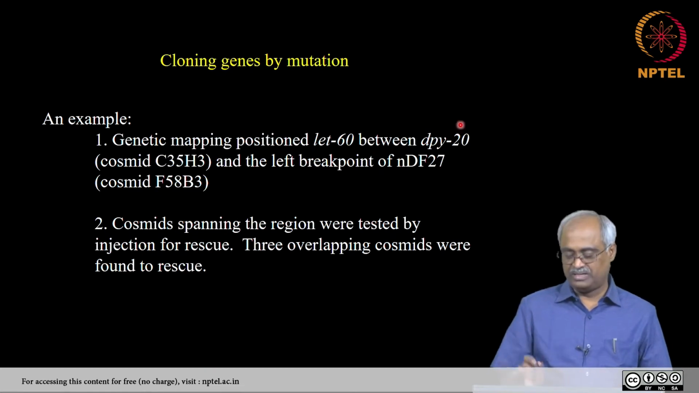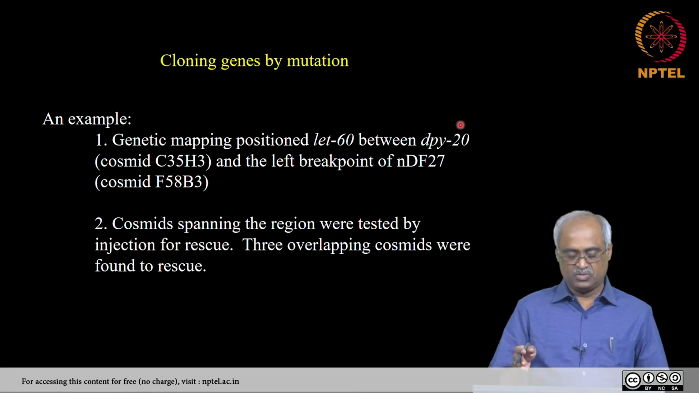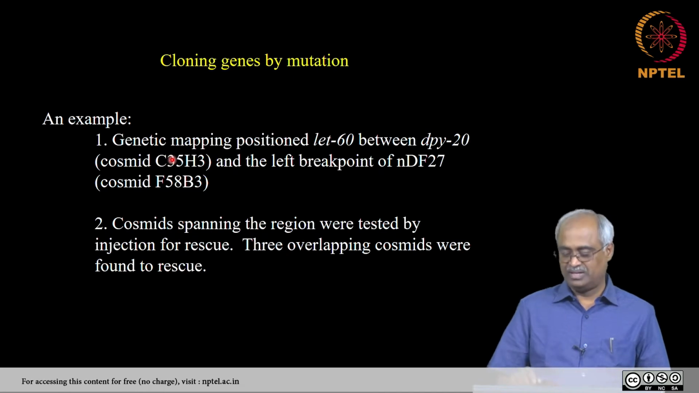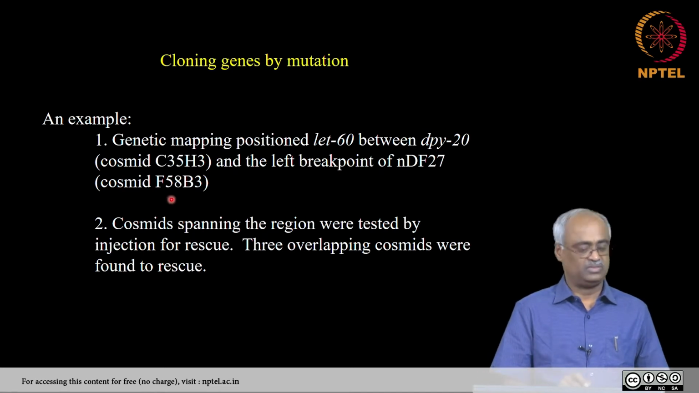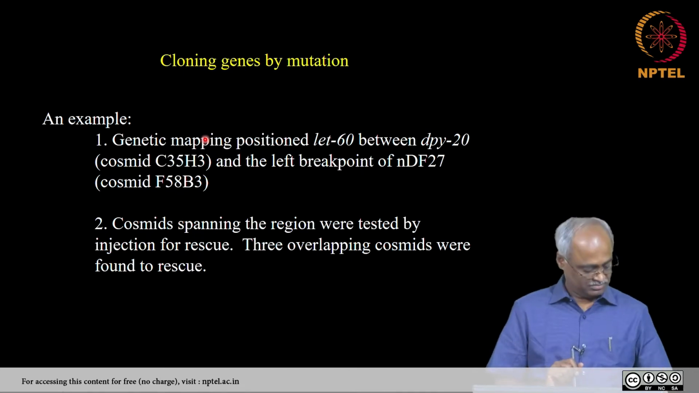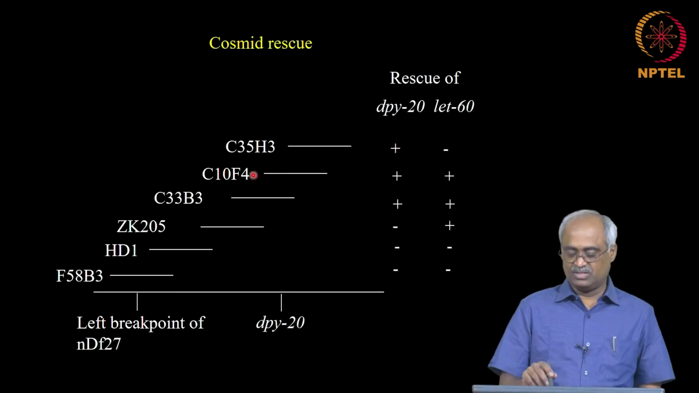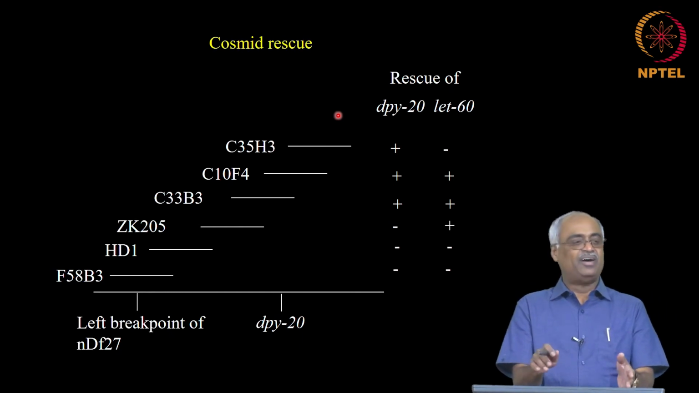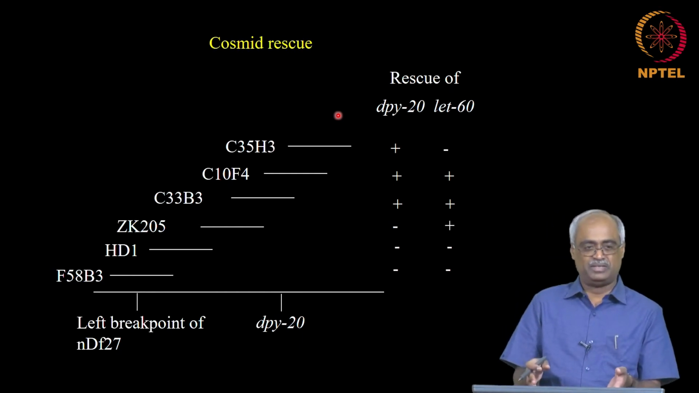Okay, like dumpy20 is a known gene. Its genetic position is known, and its physical map, this cosmid, is known. Similarly, this is another known mutant, and its genetic map is known, and the cosmid is also known. Now you take all the cosmids between the two, and these are those cosmids. Okay, this is hypothetical, so we are not listing all the cosmids that may be in between the two.